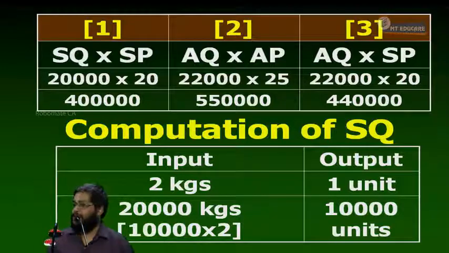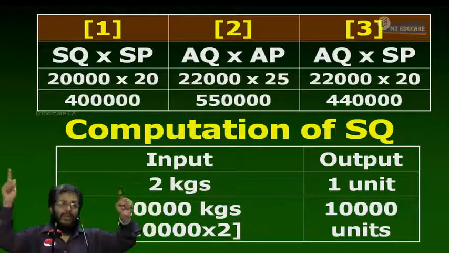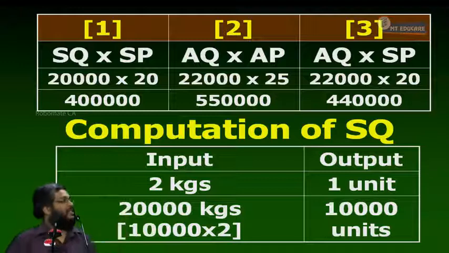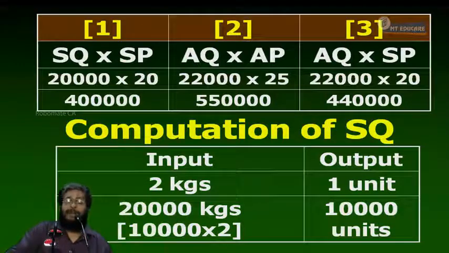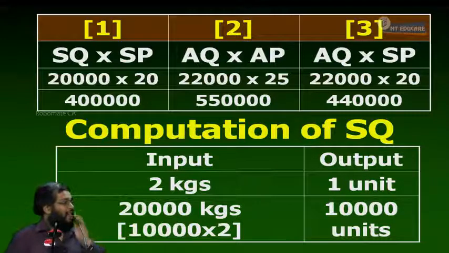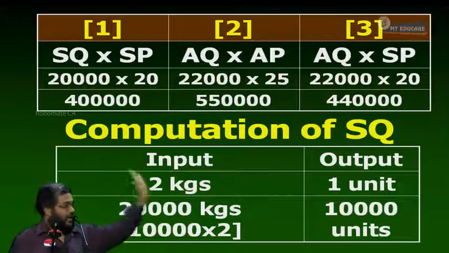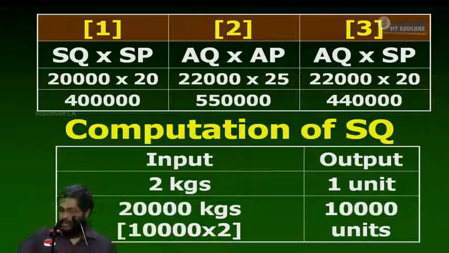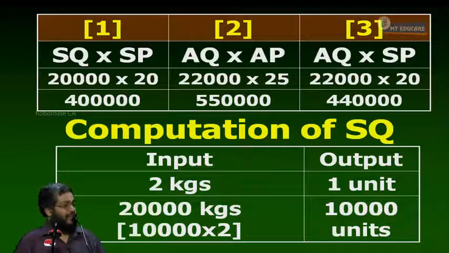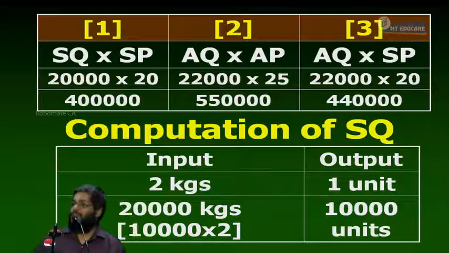I have spent how much rupees? 5,50,000. Overspent, underspent, or correctly spent? Overspent means it is good or bad? Bad means adverse. Hence the material variance is 1,50,000 adverse. This year the factory is having an adverse material variance, because it has overspent 1,50,000.